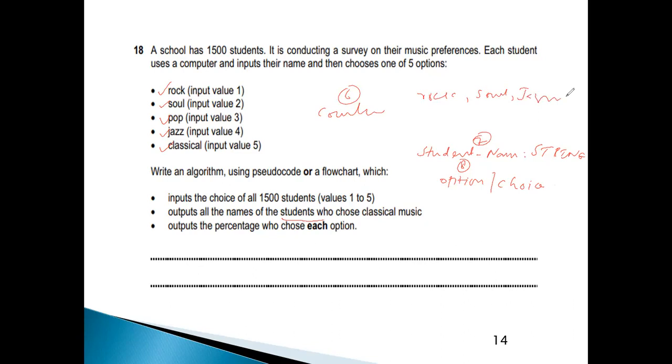These are five variables for total purpose. You also have to initialize them with zero. So all these five variables must have an initial value of zero. Then we have rock, soul, pop, jazz, classical, and we'll have them as real.